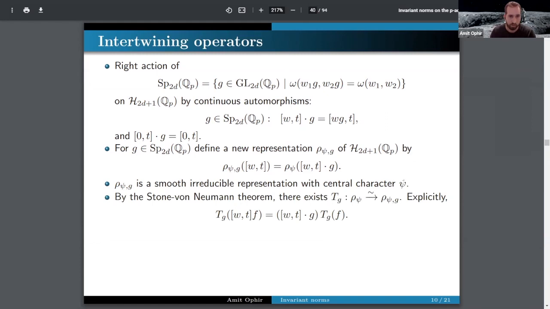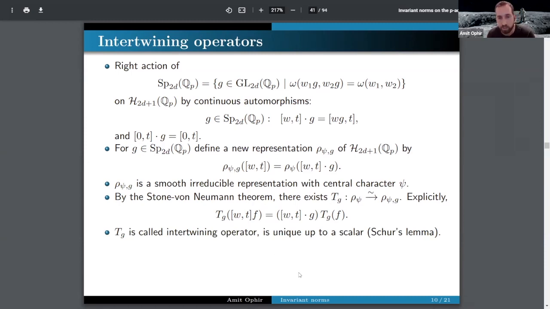So now by the smooth Stone-von Neumann theorem, the two representations, the Schrödinger and the new one, rho psi g, are isomorphic. So there exists a linear map on the space of Schwartz functions, which is an isomorphism between these two representations. Here I wrote explicitly what it means. And these operators are called intertwining operators, and by Schur's lemma are unique up to a scalar.